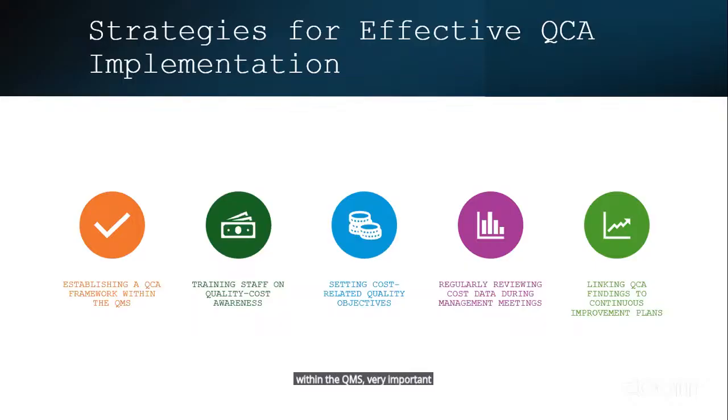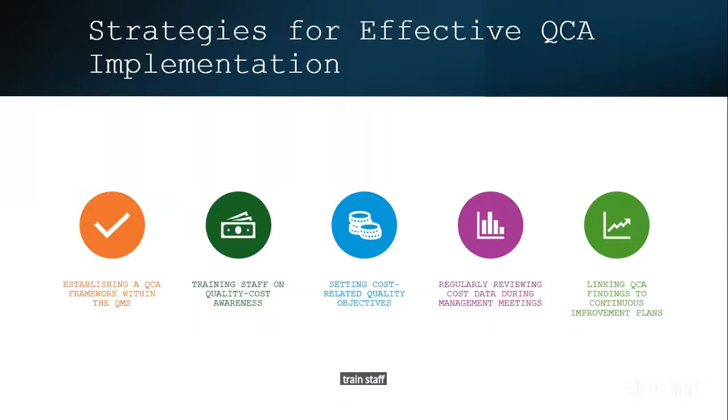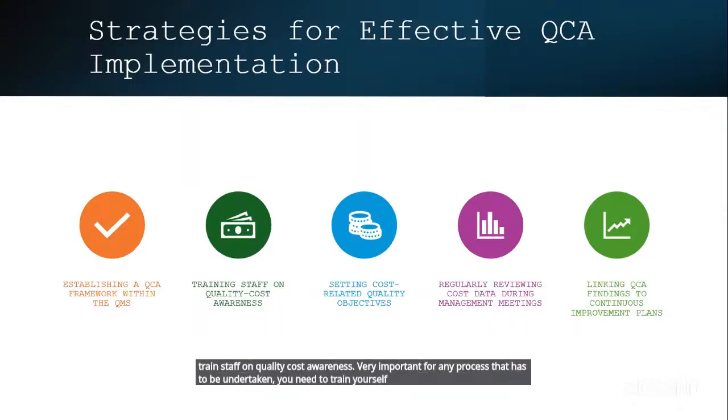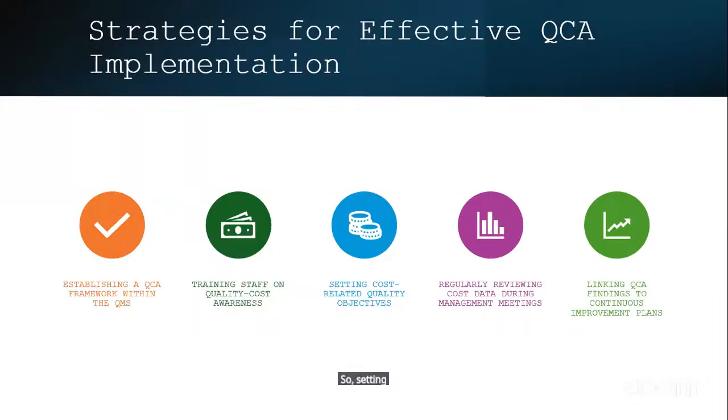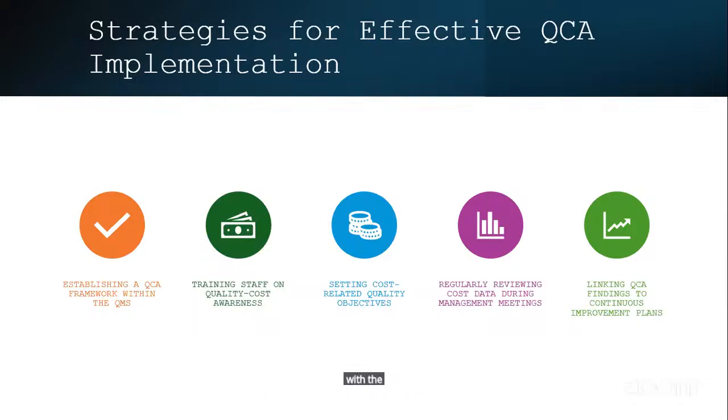You can actually put your QCA framework in your quality management systems. Train staff on quality cost awareness, very important. For any process that has to be undertaken, you need to train your staff and certify them competent before they undertake that process. So, setting cost-related quality objectives: when you come up with quality objectives that have a direct correlation with the cost, it assists as one of the strategies to come up with that.